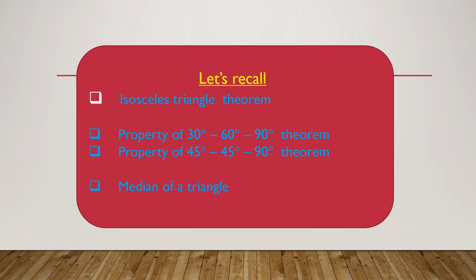And next is the median of a triangle. The segment joining a vertex and the midpoint of the side opposite to it is called the median of the triangle. The point of concurrence of the medians of a triangle is called the centroid of the triangle, and the point of concurrence of the medians divides each median in the ratio 2:1.